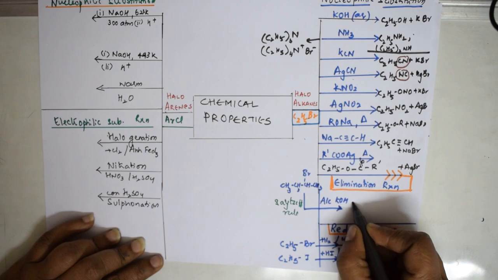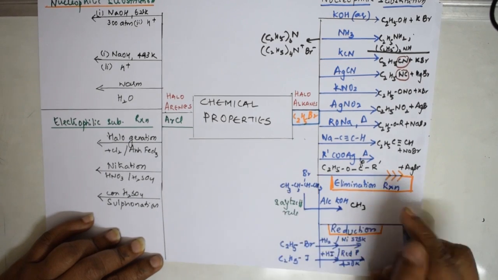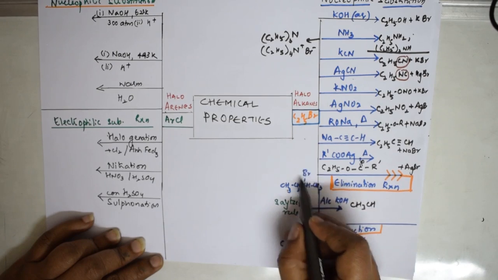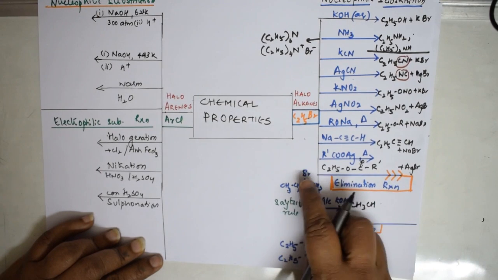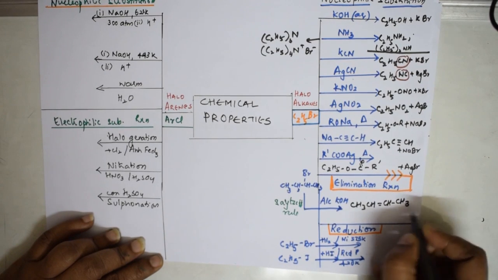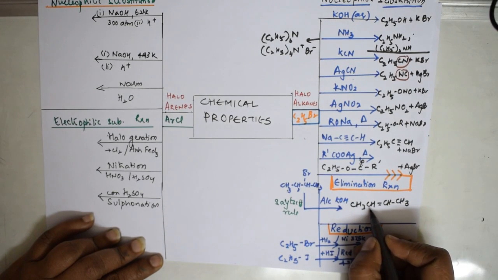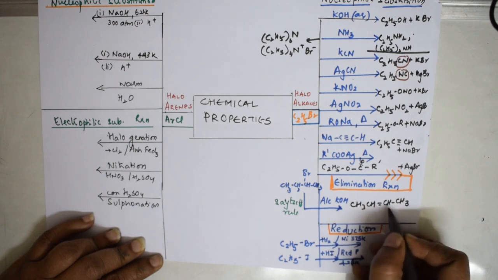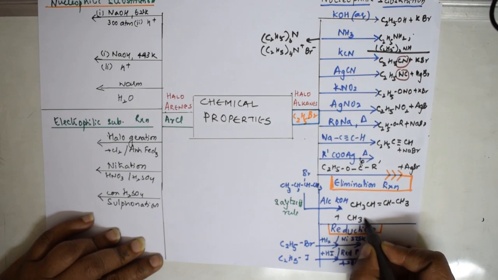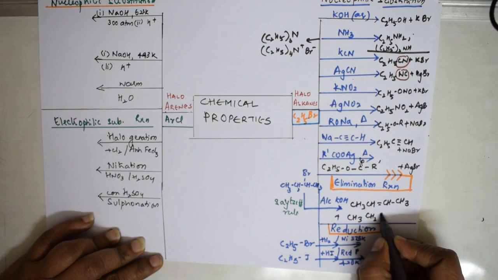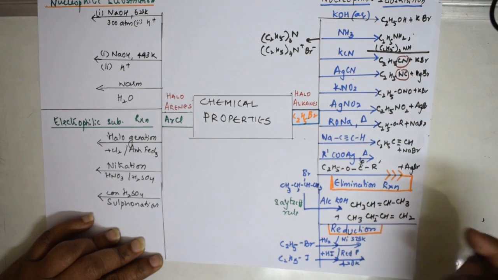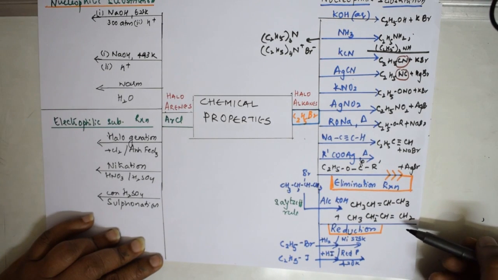First important thing, CH3 is here, CH. Now see here, this H and Br come out, and this bond is shifted, and you get a double bond, CH=CH-CH3. So what is this compound? This is nothing but but-2-ene. Next, one more product: you get CH3CH2CH=CH2. This is nothing but but-1-ene. So this is but-2-ene, this is but-1-ene.